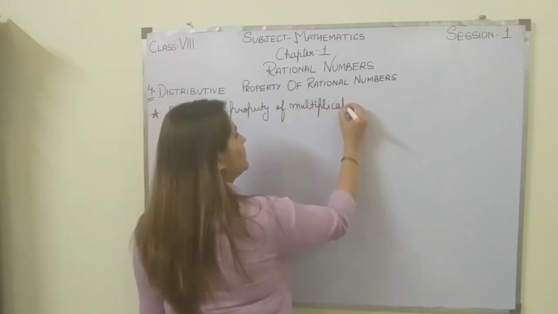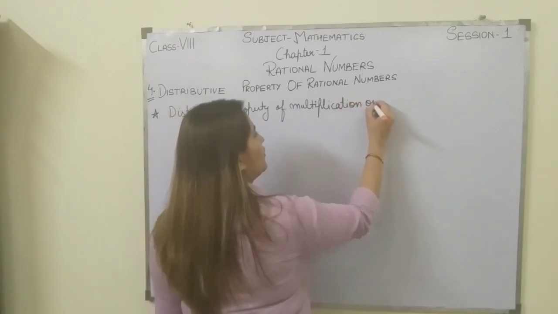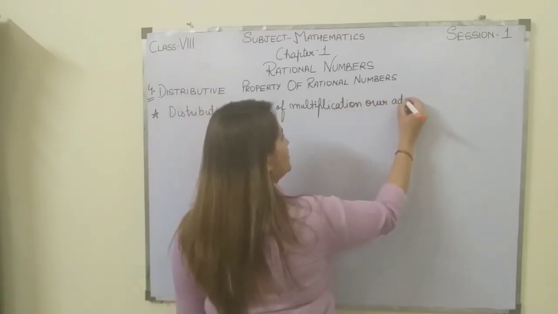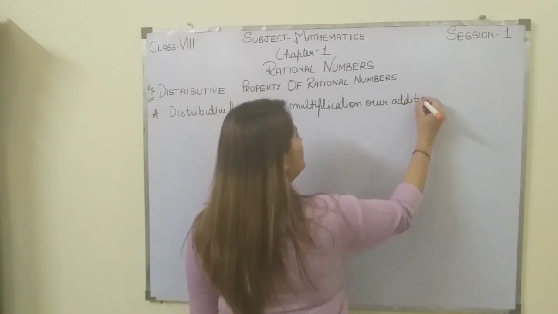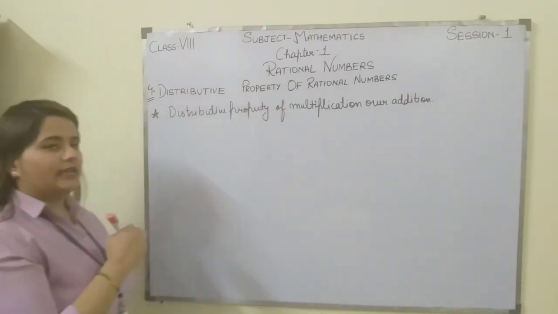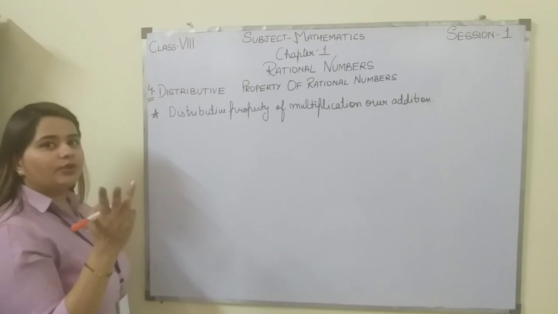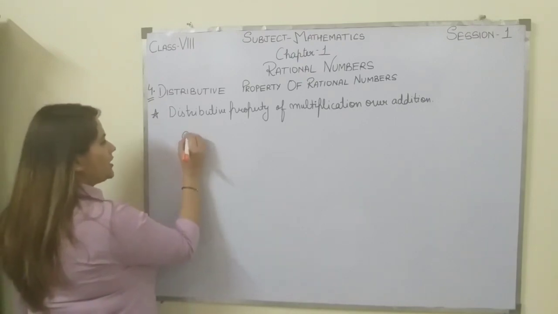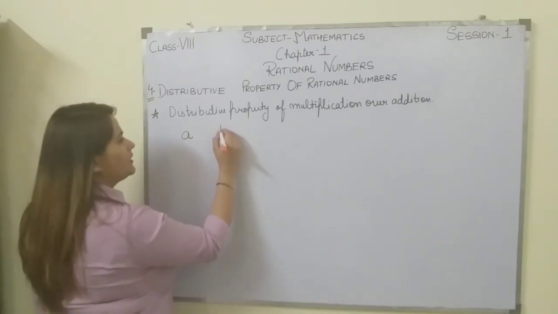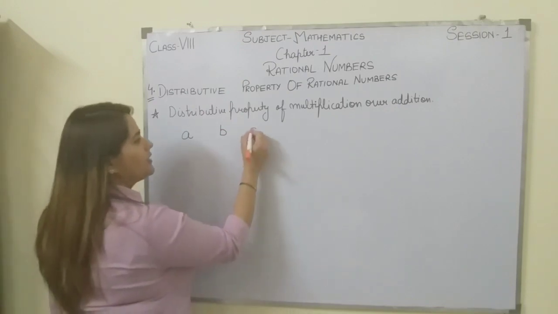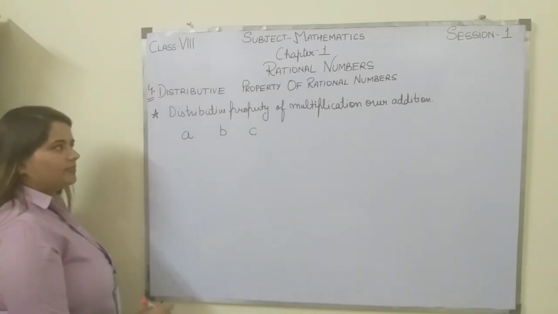Distributive property of multiplication over addition. You have already learned this property for whole numbers as well. Let's consider 3 rational numbers. So A is my first rational number, B is the second rational number and C is the third rational number.